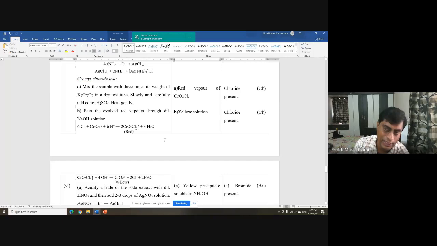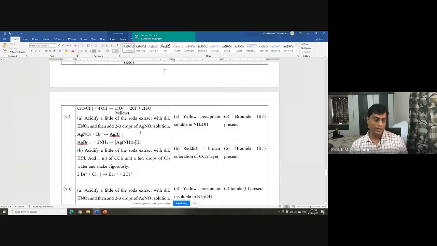So, what is the structure of this compound? This is a very interesting structure. Why is it a gas? Again, I don't want to tell that. I want to kindle your curiosity. You go back to the book and find out, or you can do a Google search. Just 2 minutes, you will be able to get the structure of chromyl chloride, CrO2Cl2. You go and see for yourself, then you will understand the interesting structure of this compound. Okay, so that is about the chloride.